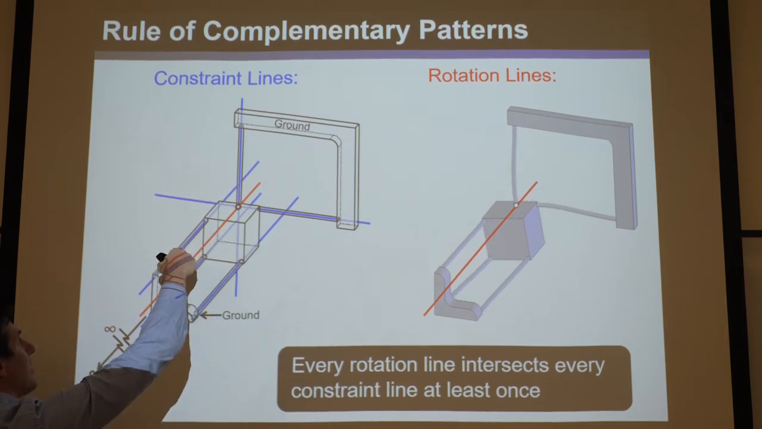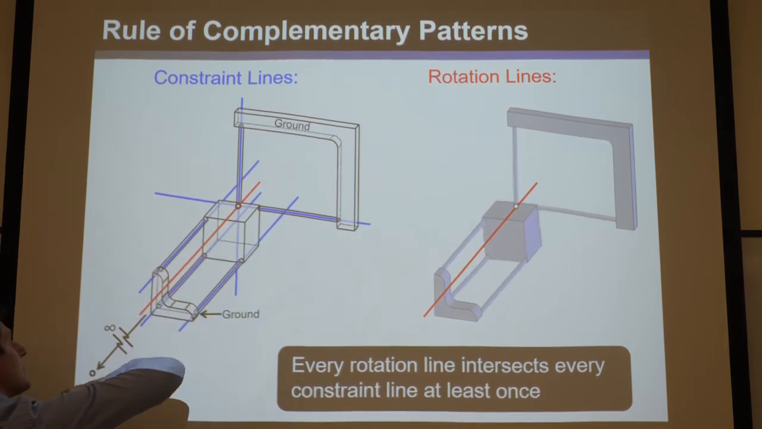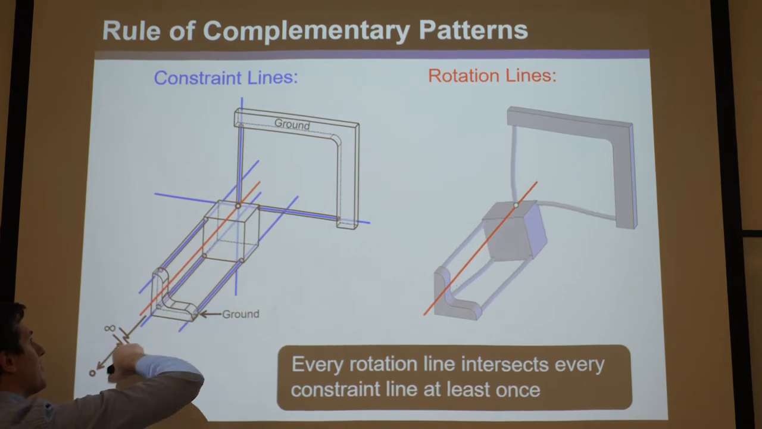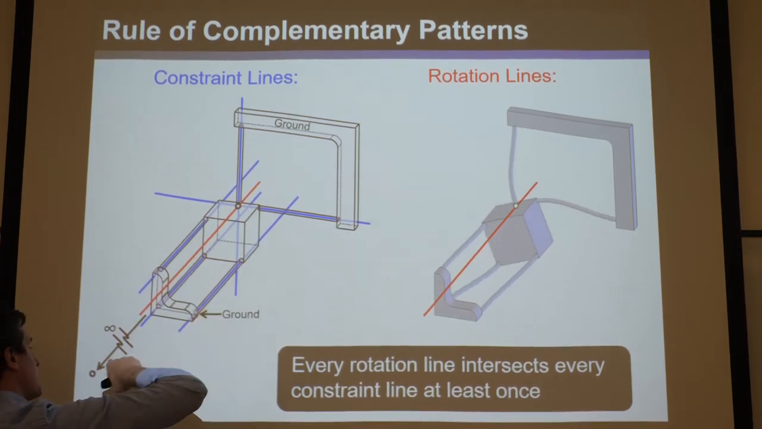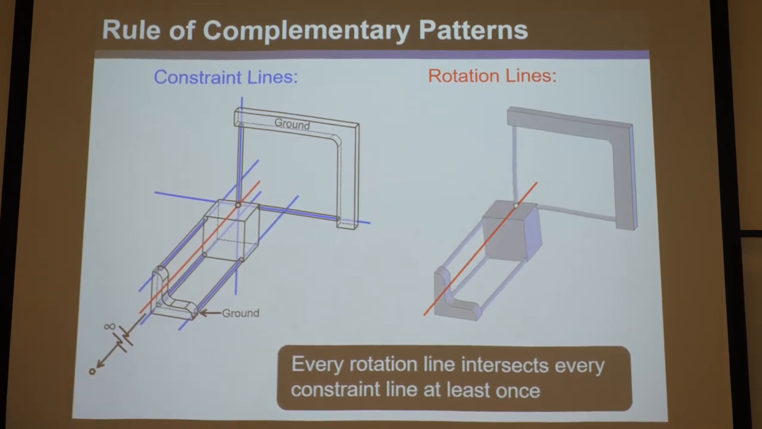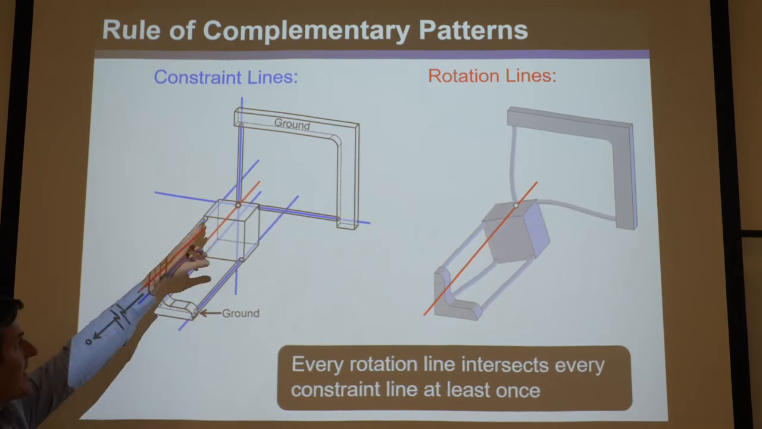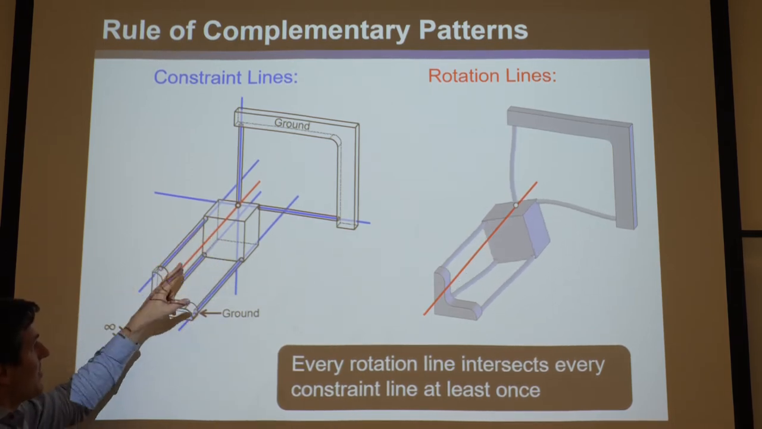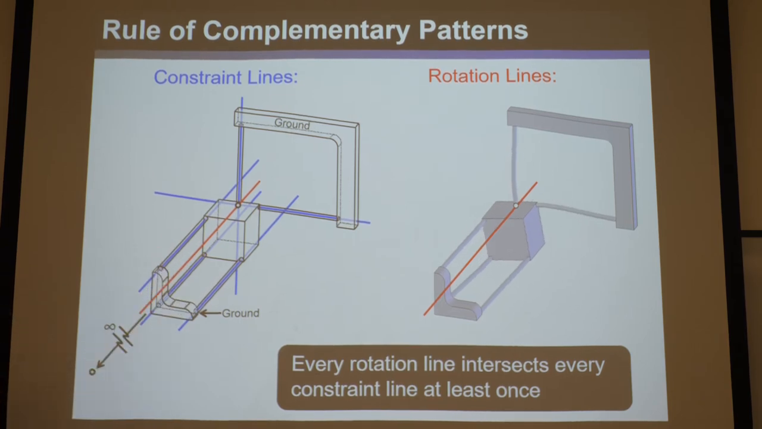Does it intersect this blue line? Yes, it's parallel to it, intersects at infinity. What about this blue line? Yes, it's parallel to it, intersects it at infinity. What about this blue line? Yes, it's parallel to it, intersects at this point at infinity. And they're all the same point at infinity, right? According to projective geometry. So according to projective and Euclidean geometry, when you consider finite and infinite space, this red line intersects all the blue lines somewhere at least once. Again, they don't have to be the same point. So that satisfies it. That is why that red rotation line is the degree of freedom of this system.